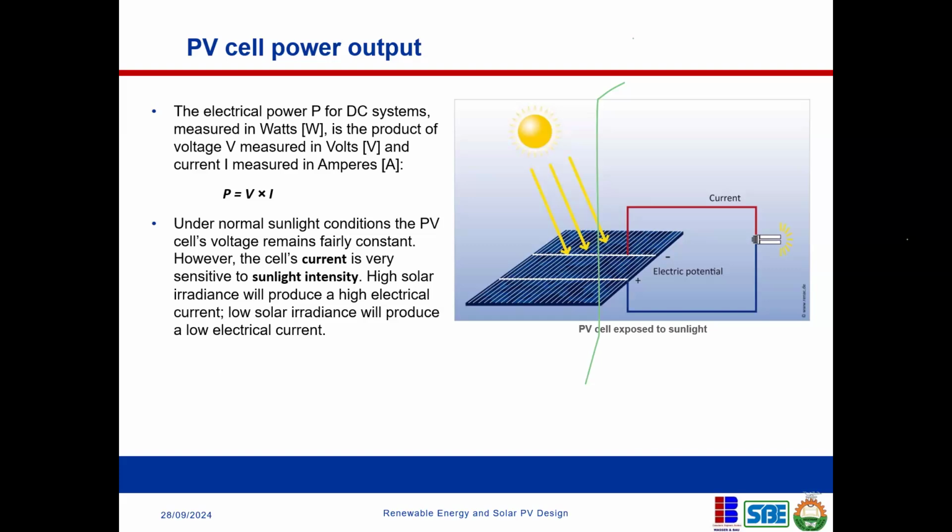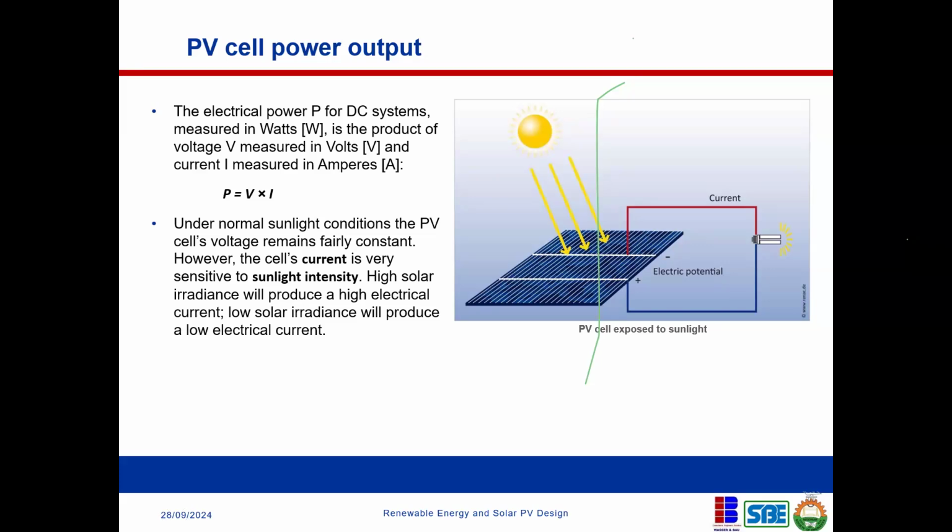Now, under normal sunlight conditions, the PV cell voltage remains fairly constant. When you have your solar module and the sun comes out in the morning, the voltage, which is the V here, remains almost constant. It's not constant, but it changes slightly. Even if the sun comes out heavy or the sun dims, it changes slightly, but remains within the same range, right?